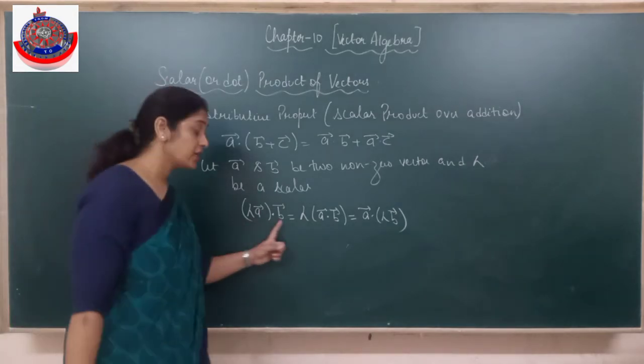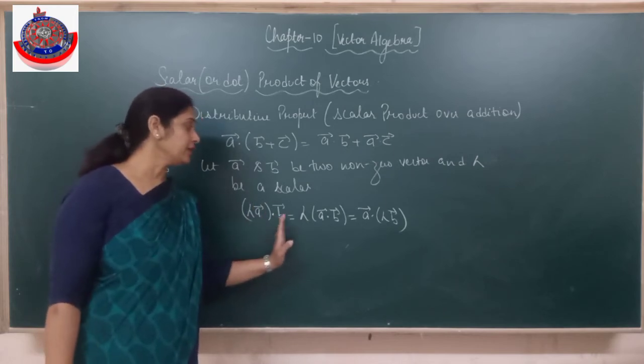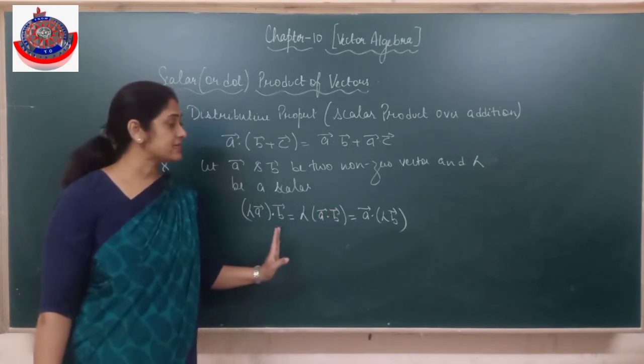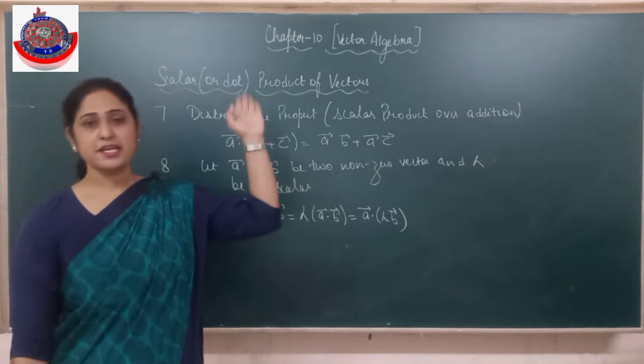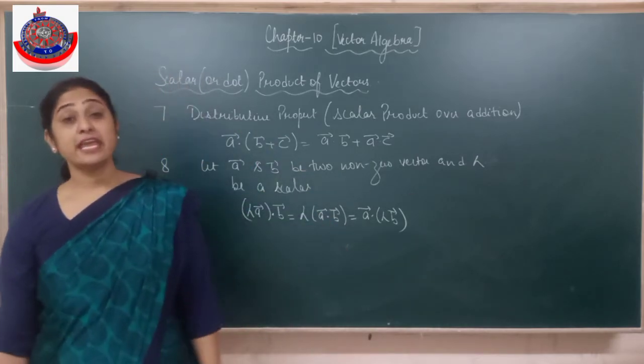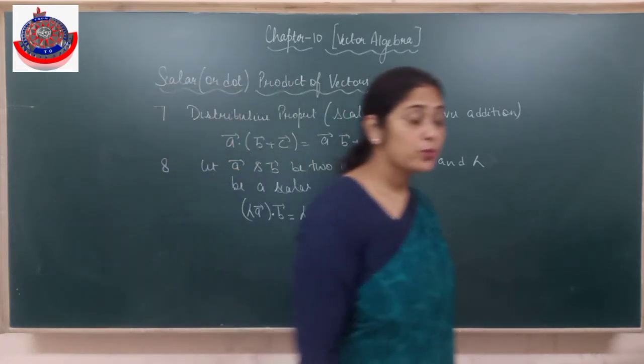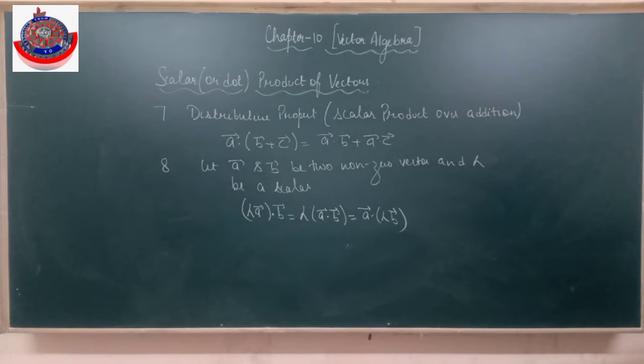Positions are not changing. You multiply lambda by a first, then take a dot product with b. Or first take a dot product, then multiply by a scalar, or take that scalar to b first and then take a dot product with a. The answer is going to be the same. Is it clear? I hope it's clear to everyone till now. Alright.